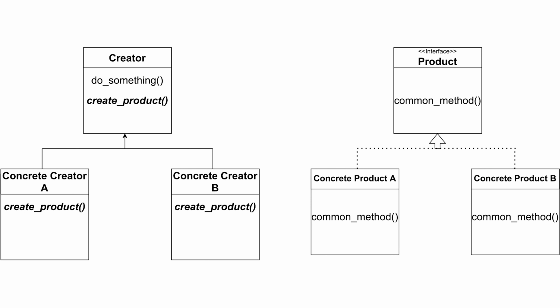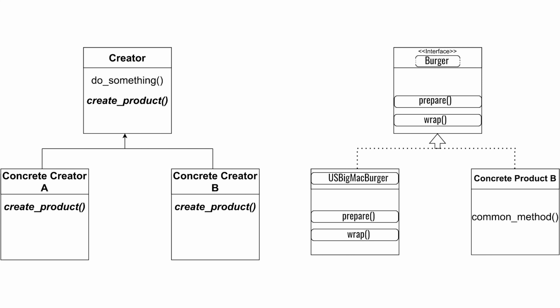Okay, this all was pretty abstract. Now let's plug in things from our problem into this diagram and see if we can understand this better. Our product interface is going to be just burger. It will have two methods, prepare and wrap. They will need to be implemented by the classes that want to implement this interface. Now we can have the US Big Mac Burger, Russian Big Mac Burger, and other types of burgers that implement this interface. Our creator abstract class is going to be the McDonald's store.